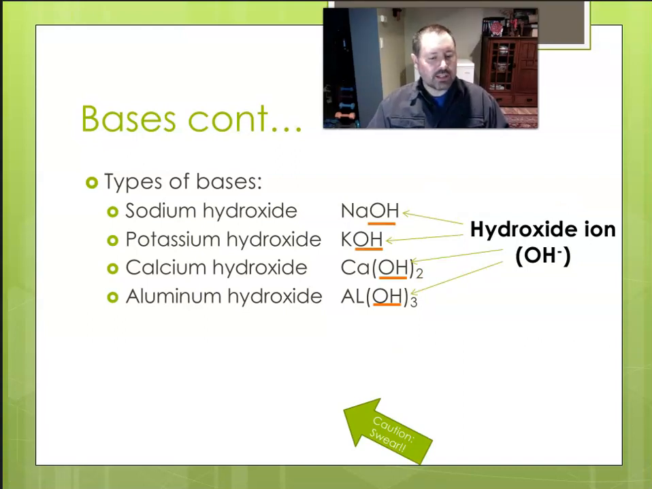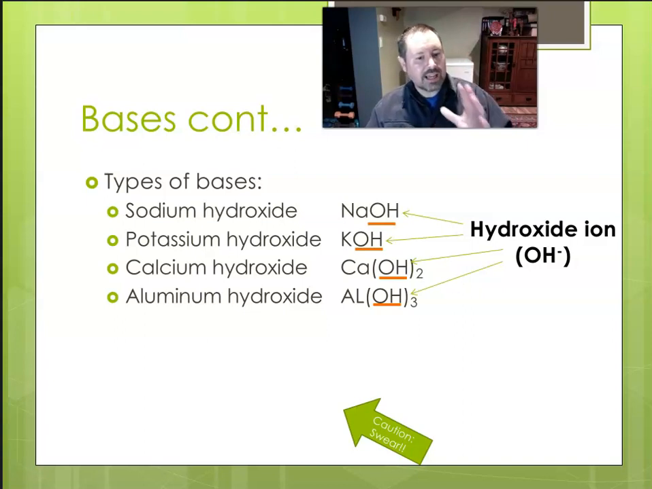They'll have a hydroxide ion. Now remember, the hydroxide ion, we're talking about not just an atom that has an extra electron, but instead of just an atom, now it's a molecule that has an extra electron. So it's oxygen and hydrogen chemically bonded together, and it's got an extra electron, which makes it negative, right?